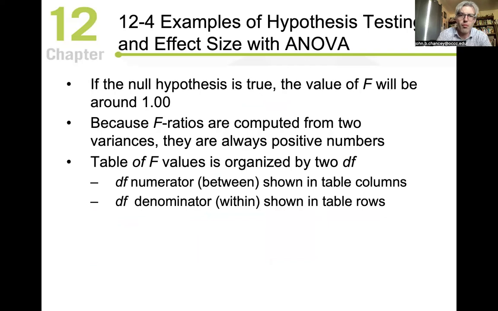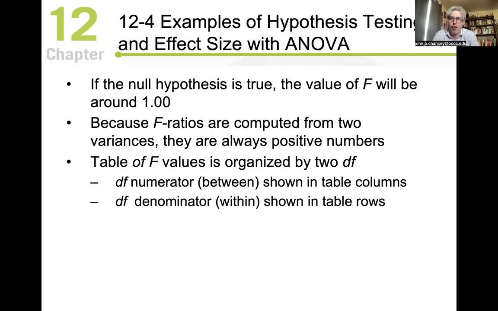Okay. So hypothesis testing, here's an example. If the null hypothesis is true, the F value will be around 1. Our F ratios are computed from two variances. They are always positive numbers. So the table of F values is indexed by two degrees of freedom: we have the degrees of freedom for the numerator, and we have the degrees of freedom for within. So you'll need to use that.